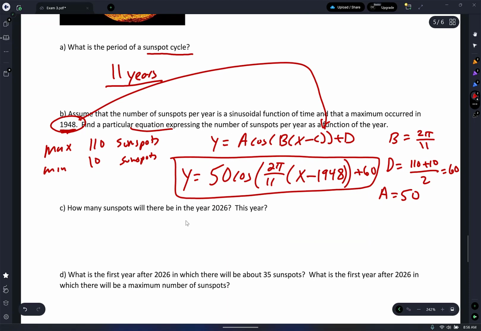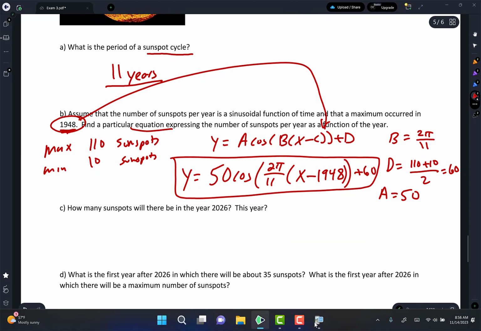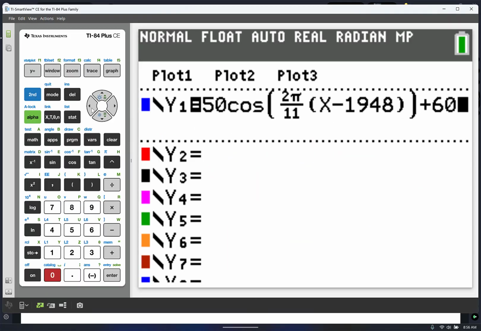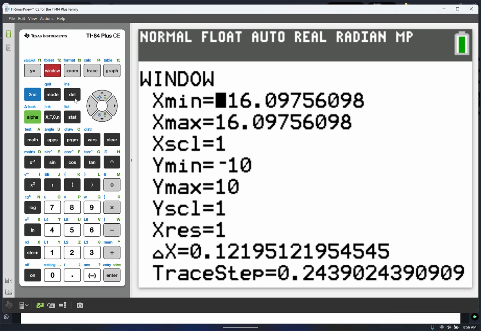And then how many sunspots will there be in the year 2026, in this year? Okay, so here's what I'm going to do. I'm going to click on Window, and I'm going to start. Let's see, where do I start it?